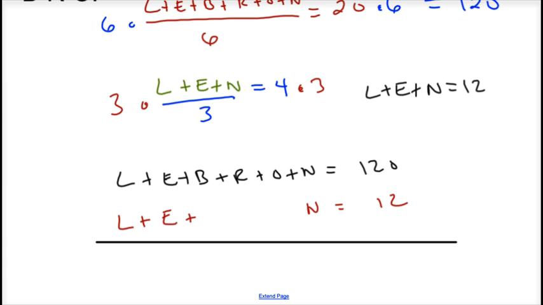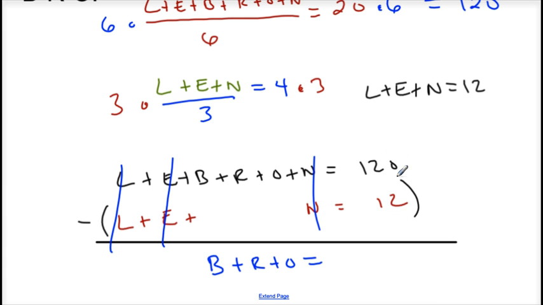Now, what's my next step? Subtract. I'm going to subtract this whole piece. There goes my L's, there goes my E's. I'm left with B plus R plus O, which equals 120 minus 12. My N's go away also. 120 minus 12 is equal to 108.